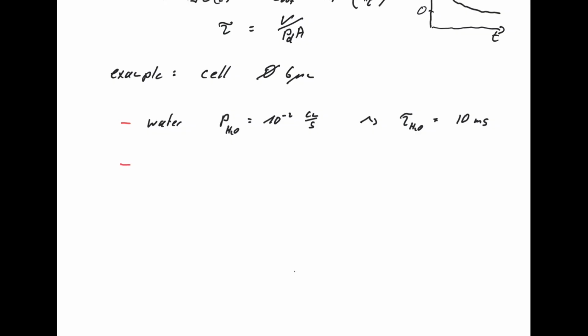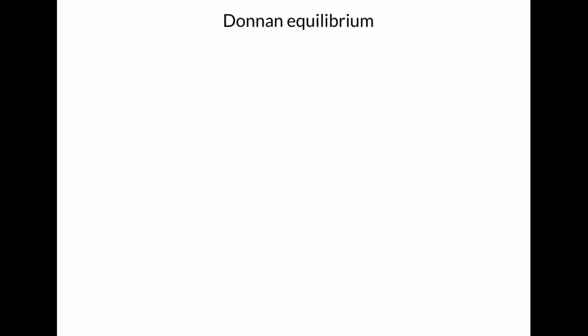For potassium, this is very different. For potassium, we find that it will take 10 to the 8 seconds, which is in the order of 3 years, to exchange the potassium content of a cell. And likewise for sodium and for chlorine. So now the question is, how do those facts that we just discussed affect the equilibrium potential on the cell membrane? And that will lead us to the Donnan equilibrium.